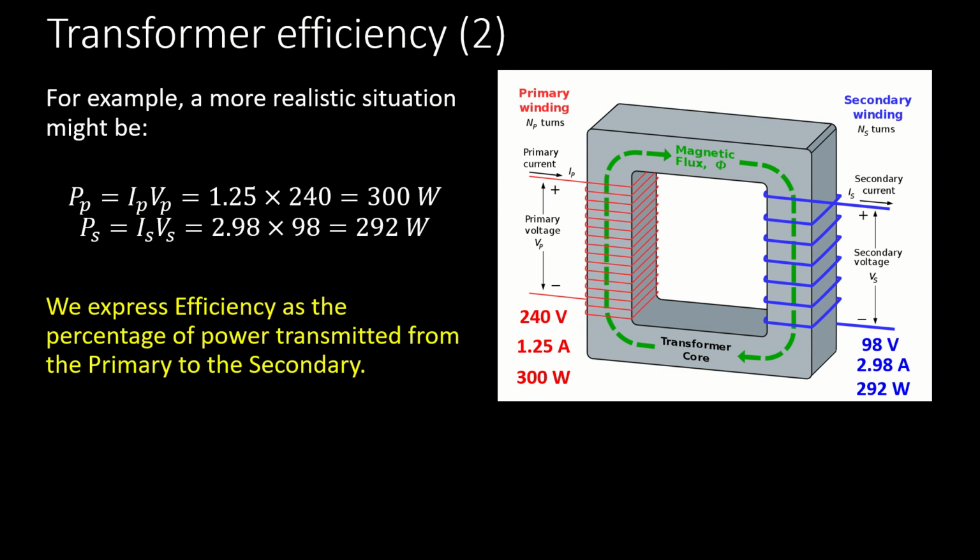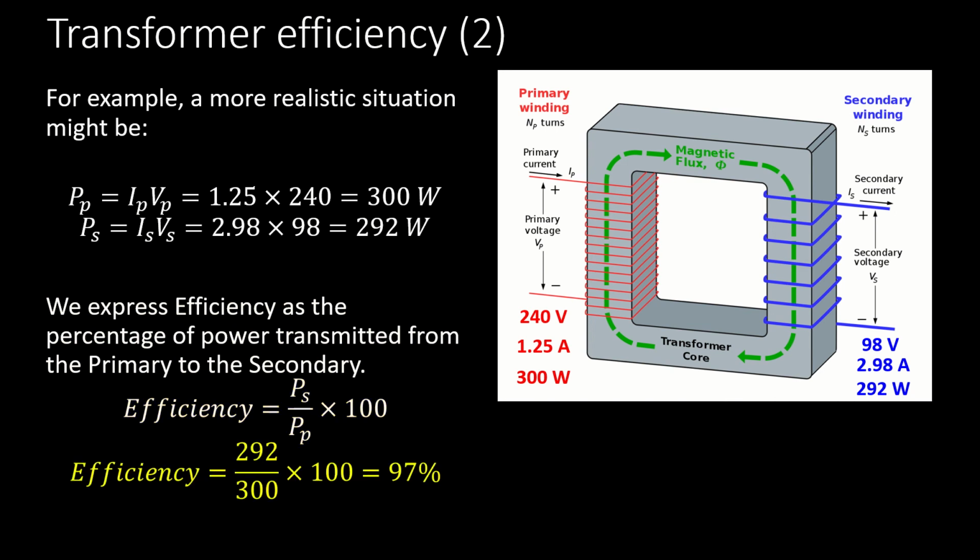So we usually express efficiency as a percentage. So it's basically what percentage of the power is transmitted through to the secondary. So expressing the secondary power as a percentage of the primary, we can just express it as the secondary power divided by the primary power multiplied by 100 to make it a percentage. So in this case, we'd get 292 divided by 300, multiplied by 100, you'd get 97%. So in that case, it would be a 97% efficient transformer.